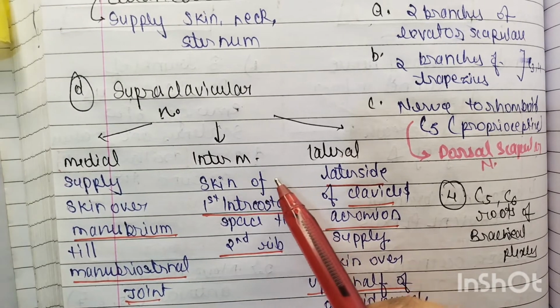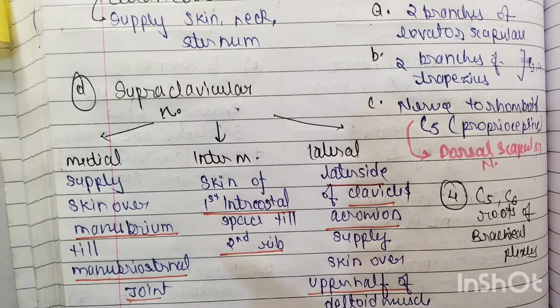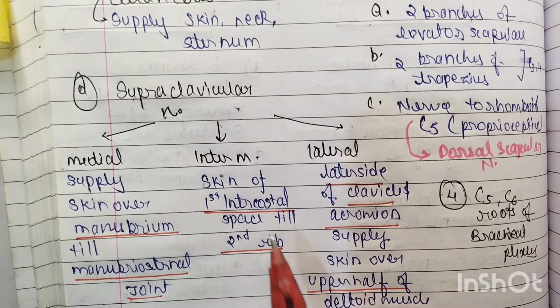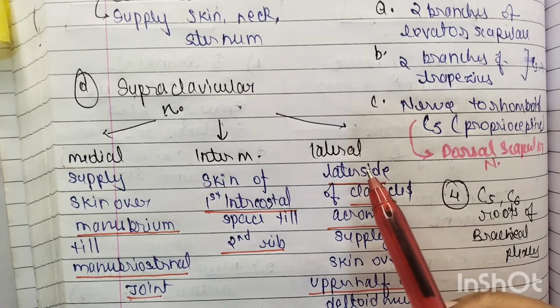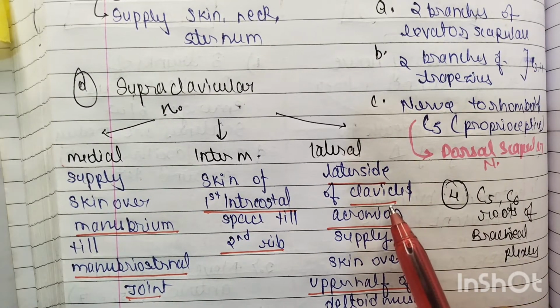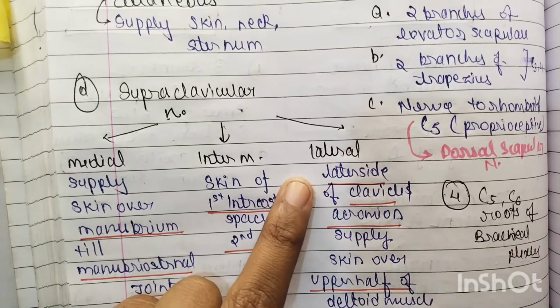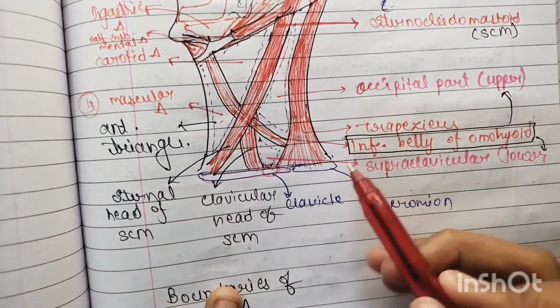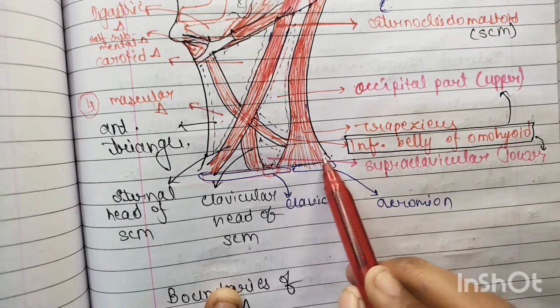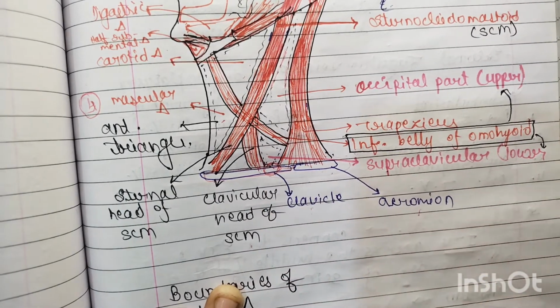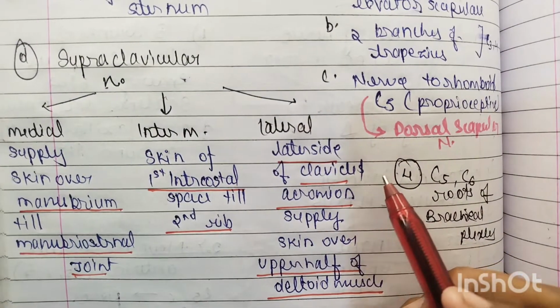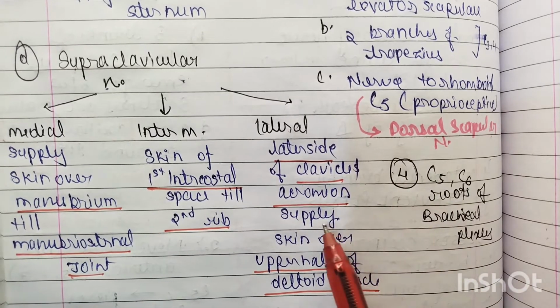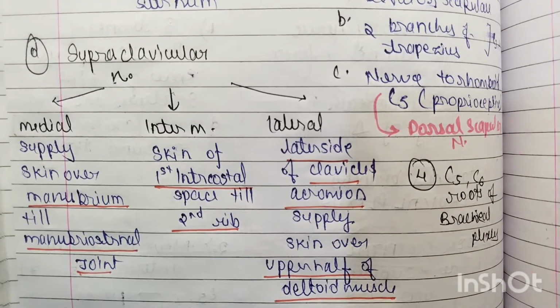Then we have the intermediate part. The intermediate part supplies the skin of the first intercostal space till the second rib, and the lateral part supplies the lateral side of the clavicle. In this lateral part, what happens? The lateral side of the clavicle and the acromion. If I show you the diagram, this is your clavicle and the acromion. The lateral side of both clavicle and acromion supplies the skin over half of the deltoid muscle.